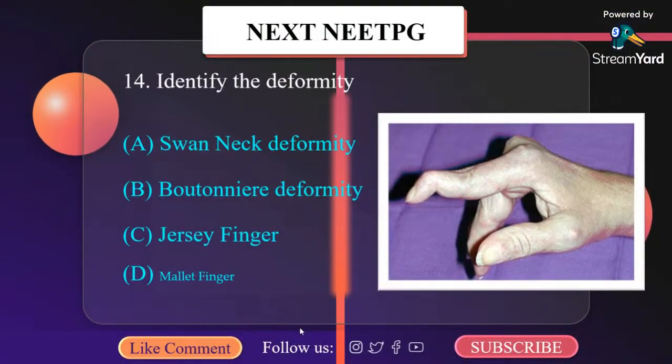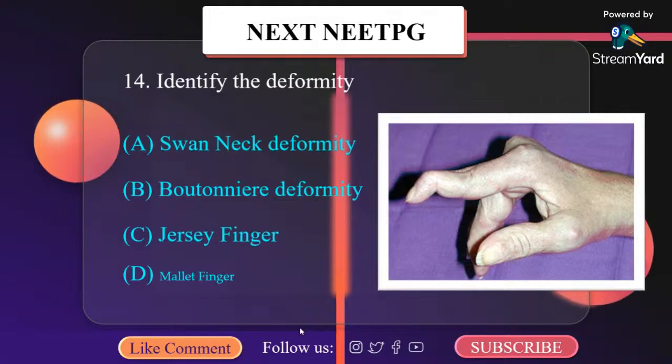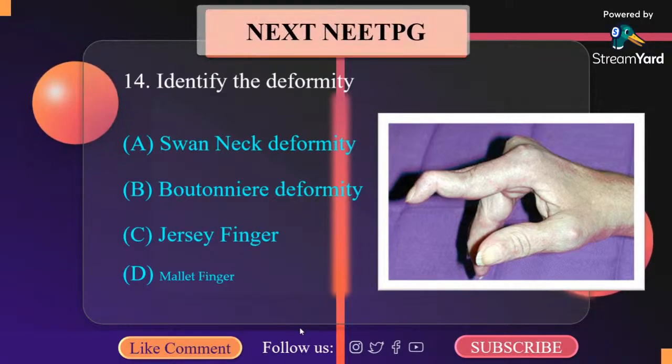Identify the deformity. A. Swan neck deformity. B. Boutonniere deformity. C. Jersey finger. D. Mallet. It is swan neck deformity.